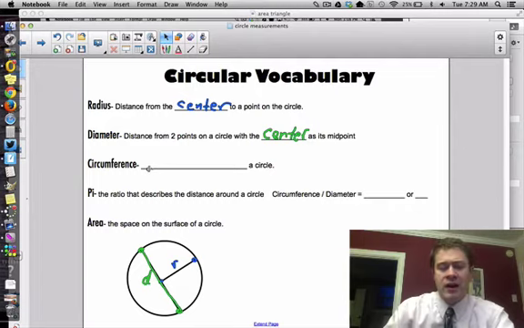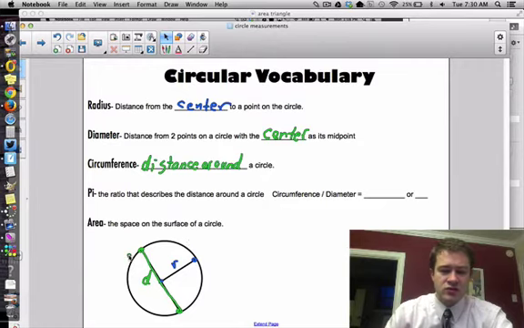One thing we're going to be trying to find out with every circle is circumference, which is kind of like perimeter for circles. They give it a special name because it's not straight lines but a curve. A circumference is the distance around a circle. So this would be circumference, which I'll call C for our formulas.